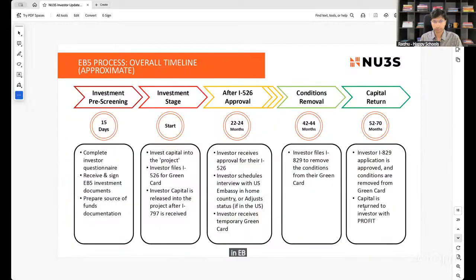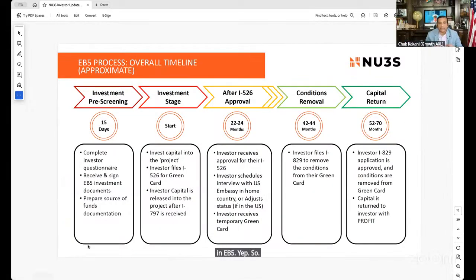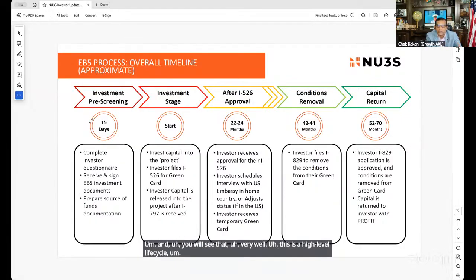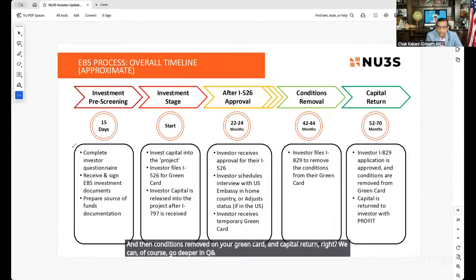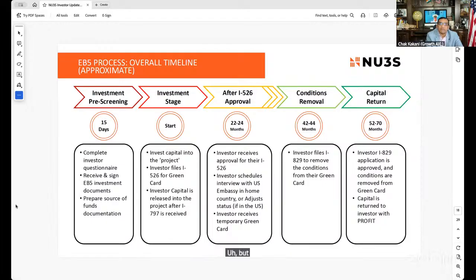Okay. So now this is a little bit about the timeline of EB-5 steps, and you will see that very well. This is a high-level life cycle: documents, petition, your conditional green card approval, then I-829, which removes the conditions, and then conditions removed on your green card and capital return, right? We can, of course, go deeper in Q&A or one-on-one, but it's a well-structured, well-traversed process. That's what EB-5 is. And we manage all these steps with discipline, by being on top of it. Next one, please.